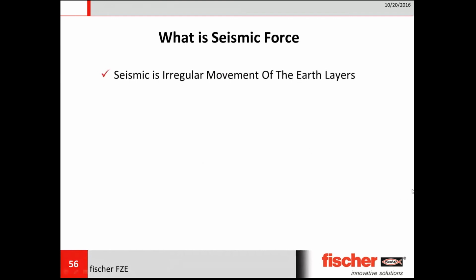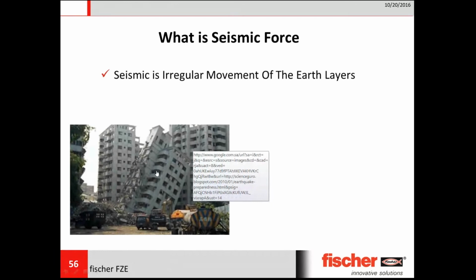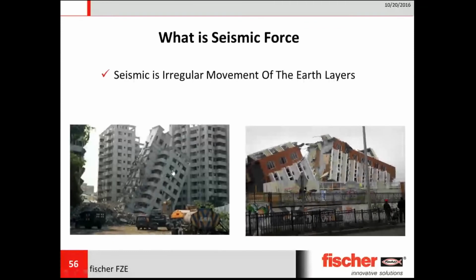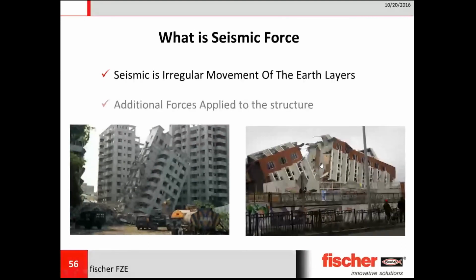Seismic is the irregular movement of the earth layers. As you can see, when the earth layers are moving, the ground shakes and the buildings experience a horizontal force, earthquakes, right? And then you would have a disaster. So during an earthquake, additional forces are applied to the building structure.